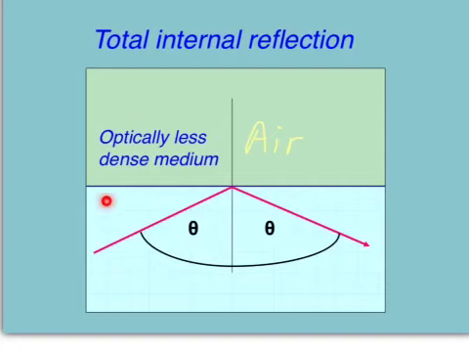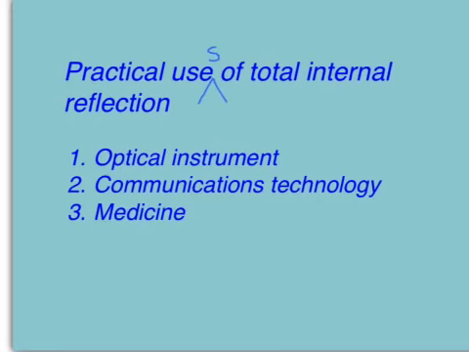Here is another diagram illustrating total internal reflection. The optically less dense medium, in this case, is air, and let's assume this is glass. So when total internal reflection occurs, this glass face behaves like a perfect mirror. There are some practical uses, excuse the spelling, of total internal reflection. First one is optical instrument. Second one is communications technology.